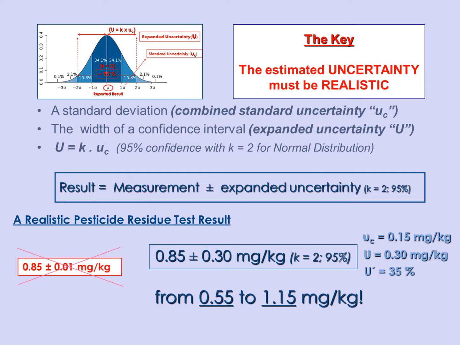Certainly, we should not have much confidence in a laboratory reporting a pesticide residue result of 0.85 plus minus 0.01 milligram per kilogram. This laboratory could argue that it is using a very precise methodology and that it has followed a comprehensive procedure for calculating measurement uncertainty based on the GAM mathematical model. However, proficiency test results have shown that laboratories producing permanently results with such low uncertainty do not exist.